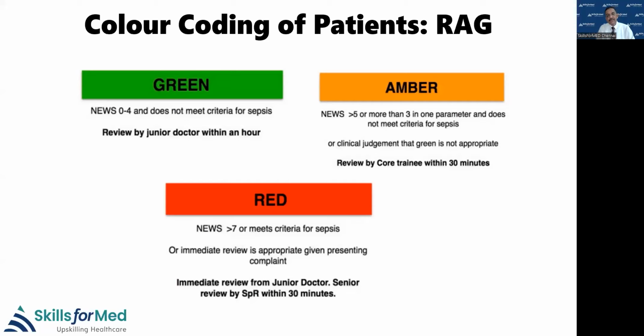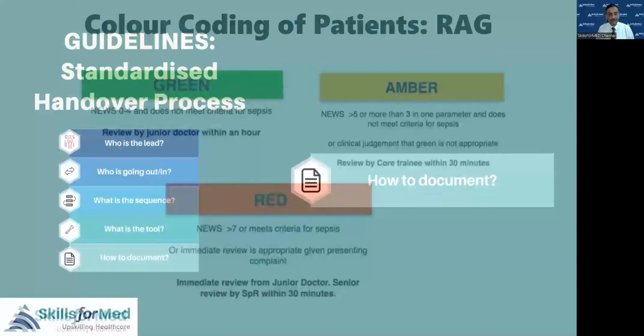So they can make sure they first go and see the red patients, then the yellow patients, and then the green patients. You tell the doctor to review, and then you can do your routine rounds. So very, very important for prioritizing is this color coding and risk assessment of patients while handing over.